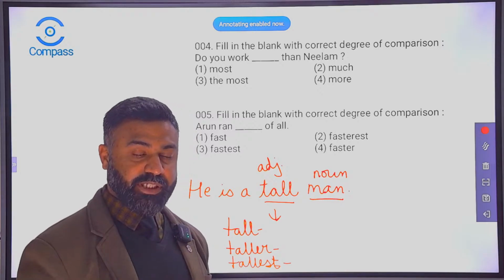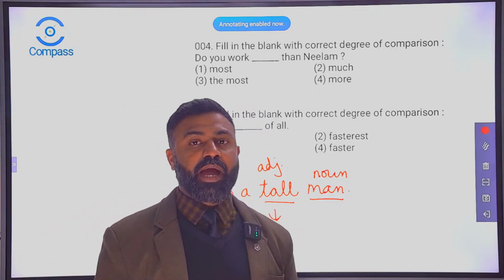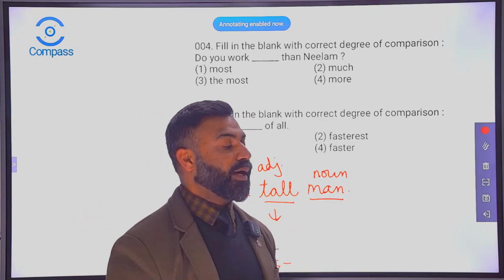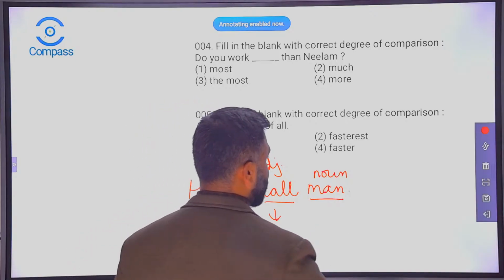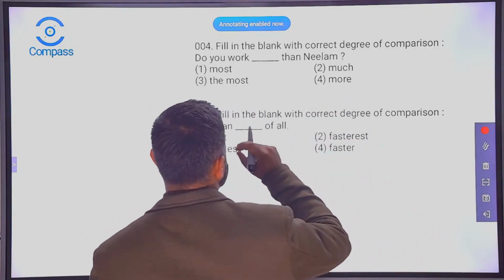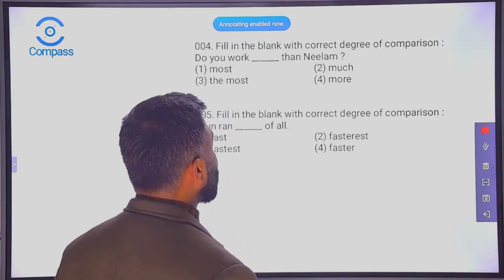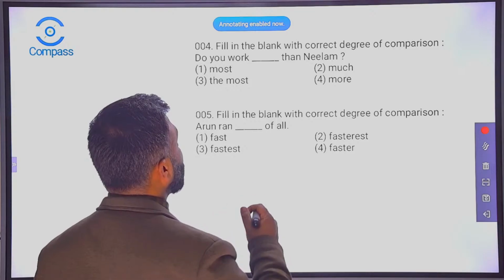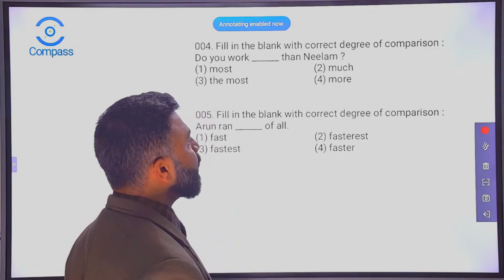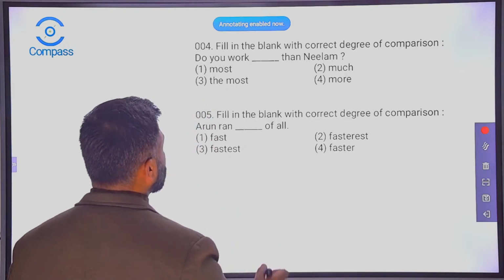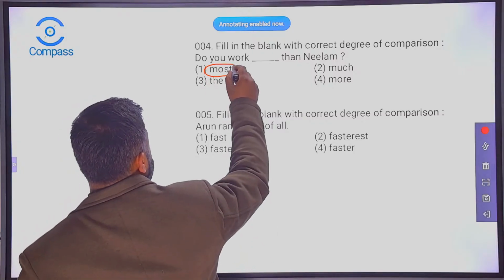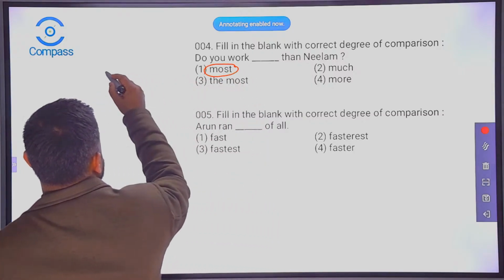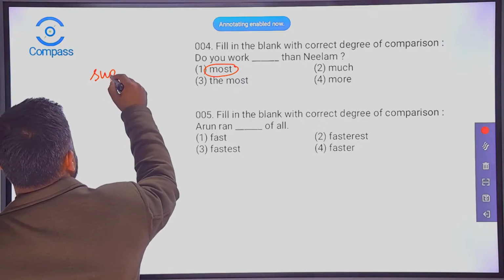Yes, so adjectives always go hand in hand with degree of comparison, right? So I think this is clear. Okay, so let's just see, fill in the blank with correct degree of comparison. So let's find out. So do you work most than Neelam? I want to talk about this most, okay? Now that's superlative.